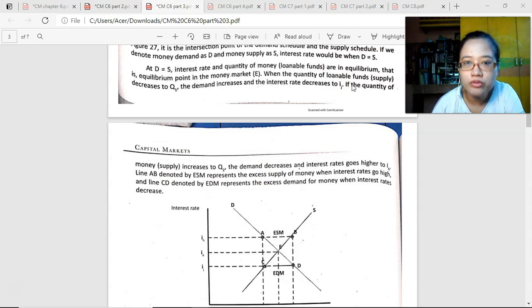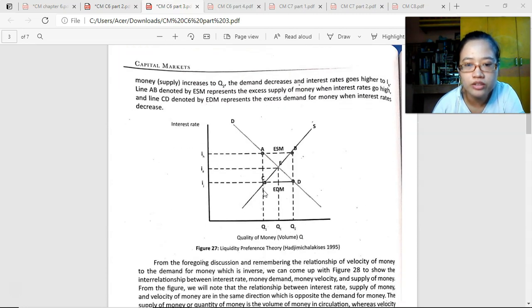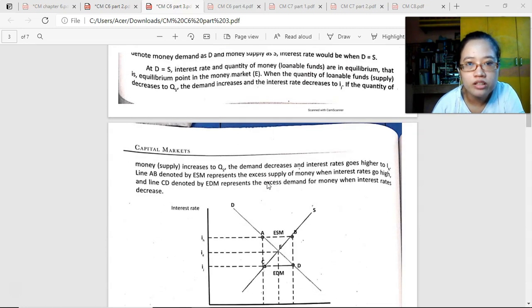When the quantity of loanable funds decreases to Q1, okay, punta dito, wait, where's the Q1? Ito nga. Bumaba yung supply. So, the demand increases kasi pag bumaba ang supply, tumataas ang demand for goods and services. Pero in this case, edi tumataas yung interest rate. Tumataas siya from the equilibrium interest to I1.